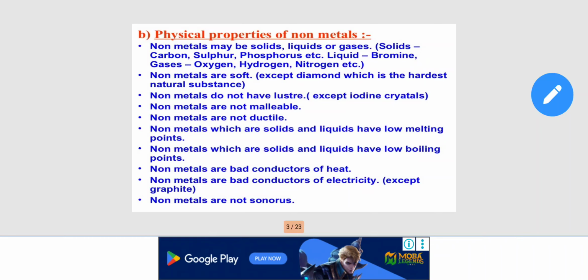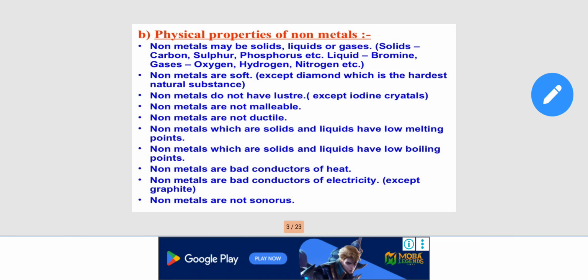What are non-metals? Non-metals are elements that are generally soft and dull, do not conduct heat and electricity, and break easily. Examples of non-metals are oxygen, nitrogen, sulfur, carbon, chlorine, etc. Physical properties of non-metals: they may be solid, liquid, and gases. Solids are carbon, sulfur, phosphorus. Liquid at room temperature is bromine. Gases are oxygen, hydrogen, nitrogen. All gases are included in these non-metals.